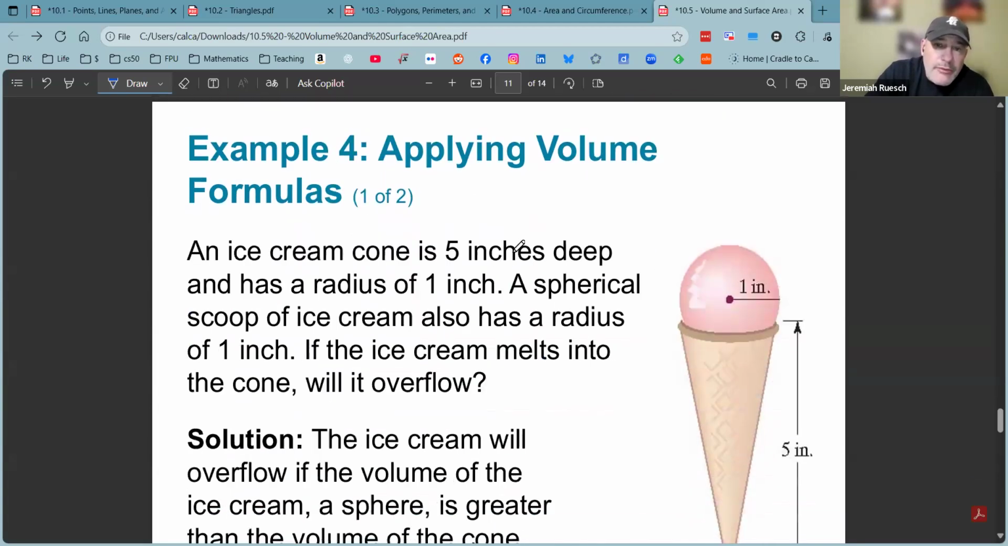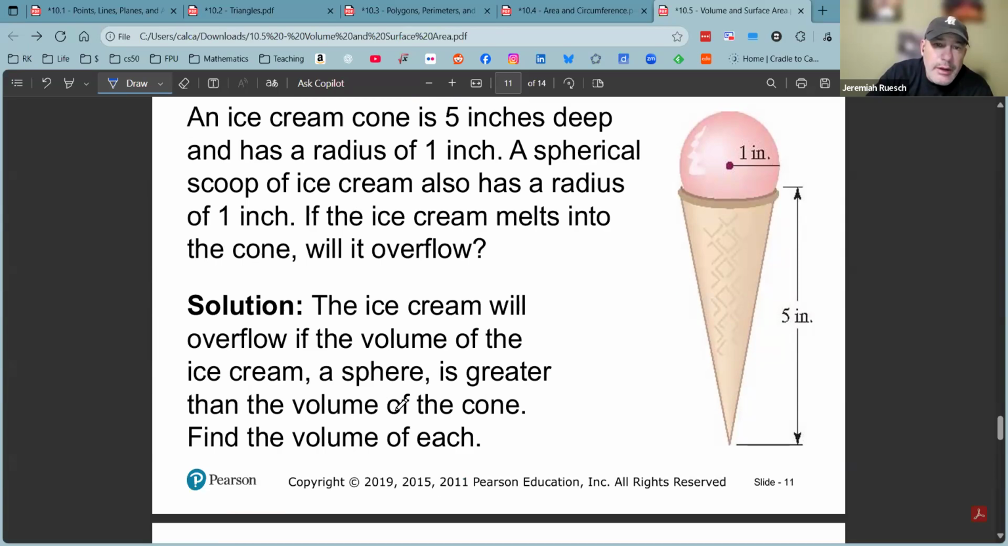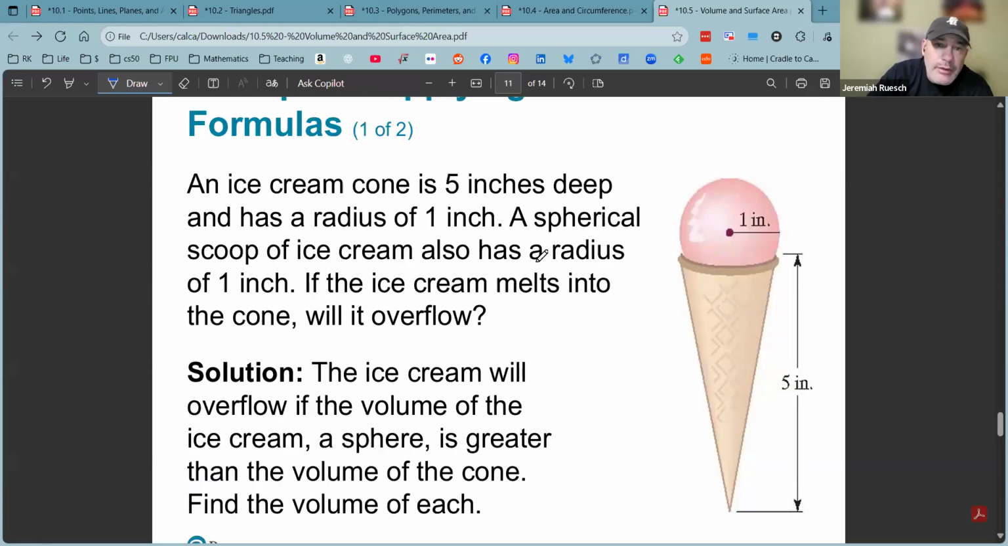Okay, so applying the volume formulas, here we have an ice cream cone. If we assume that's a sphere, it has a volume of 4/3 pi r cubed, but since the radius is 1, 1 cubed is 1, so it's 4/3 pi. We'll assume that the volume of the sphere is underneath that. And then we want to know, if the ice cream fills this cone, will it overflow?